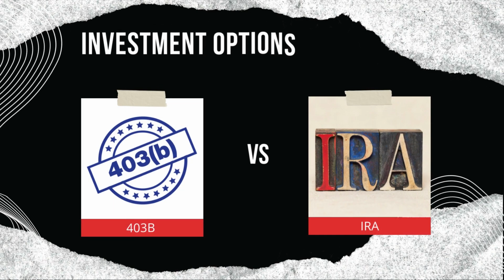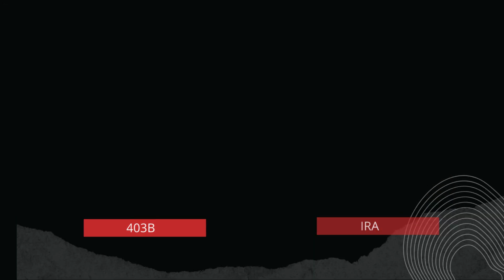Investment options. A 403b may offer a more limited selection of investment options than an IRA, depending on the plan's options, while an IRA generally offers a wide range of investment options, including stocks, bonds, mutual funds, and more.